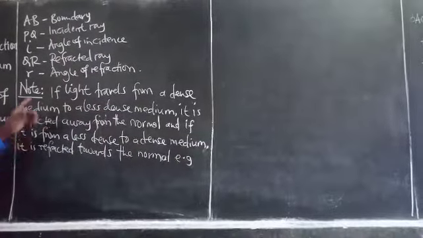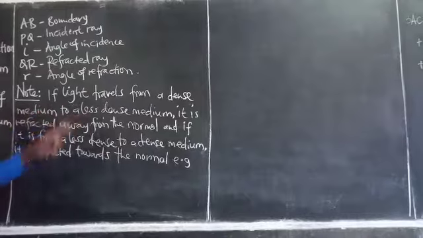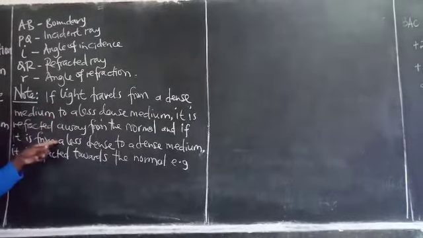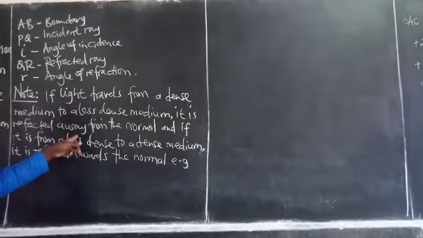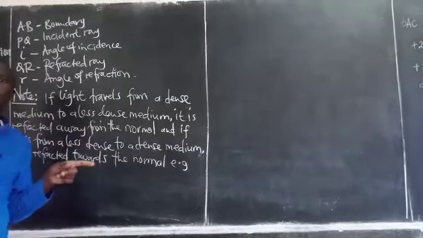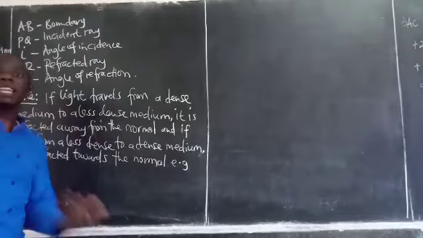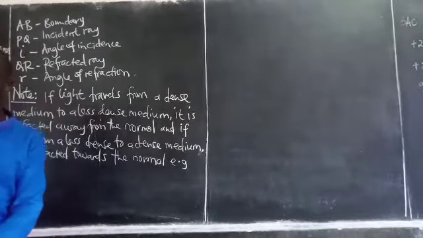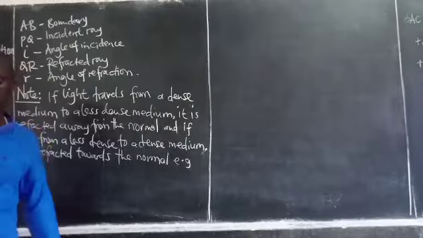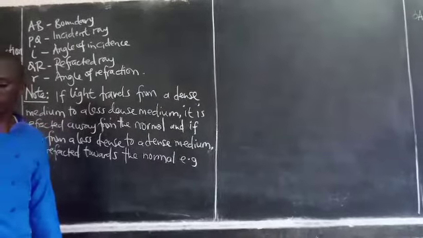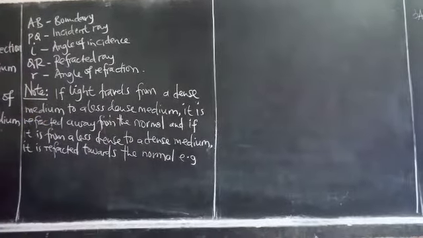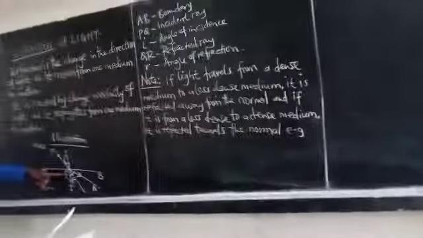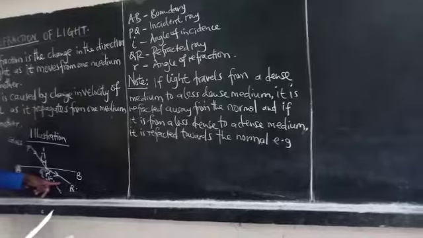If light travels from a dense medium to a less dense medium, it is refracted away from the normal. And if it travels from a less dense medium to a dense medium, it is refracted towards the normal. We can have examples. This is one of the examples: glass to air. It is refracted away from the normal.